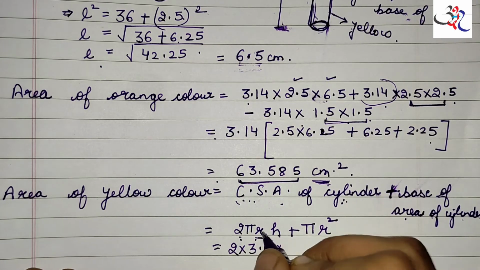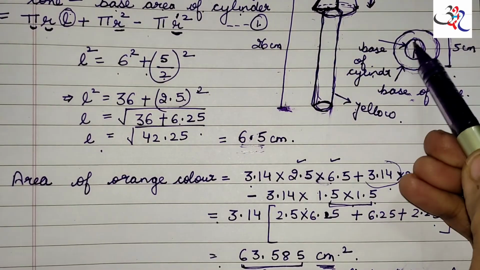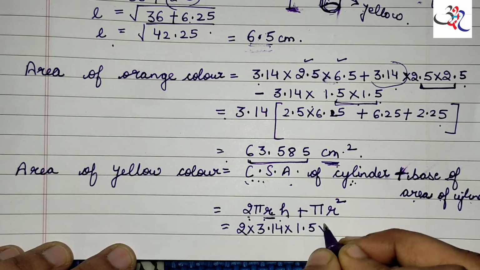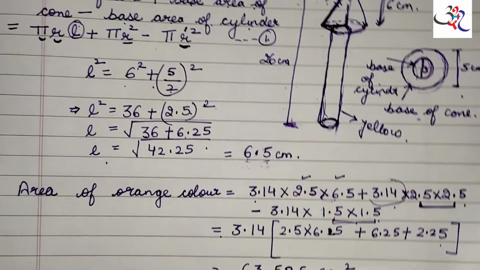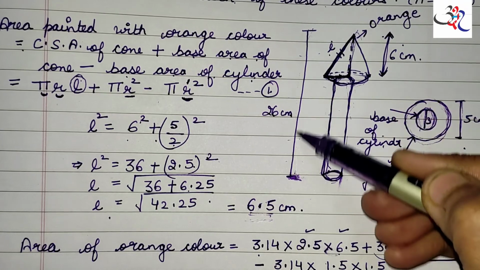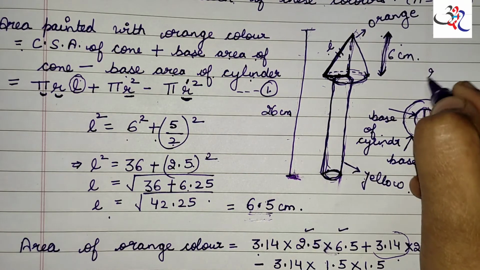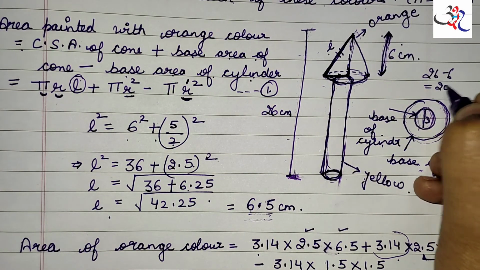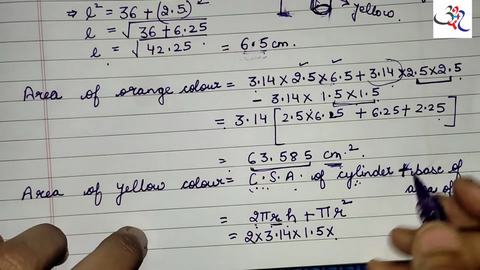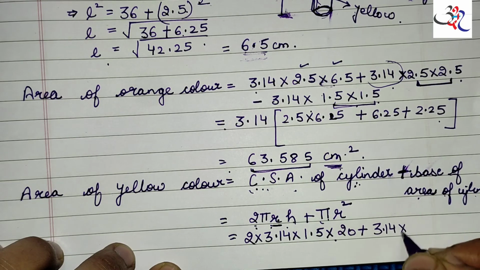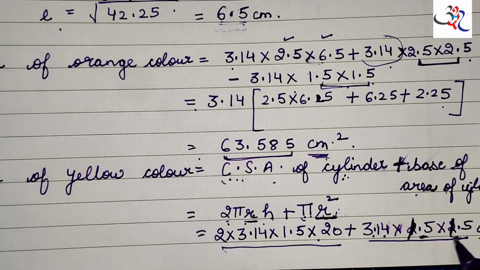R is the radius of the cylinder. The diameter of the cylinder is given to us as 3 centimeter, so the radius of the cylinder will be 1.5. The height of the cylinder: you can see that 26 is the height of the complete figure, and out of that 6 is the height of the cone. So the height of the cylinder will be 26 minus 6, which is equal to 20 centimeter, plus pi, which is 3.14, with the radius 1.5 into 1.5. After doing the multiplication, you will get the area on which the yellow color is to be done.